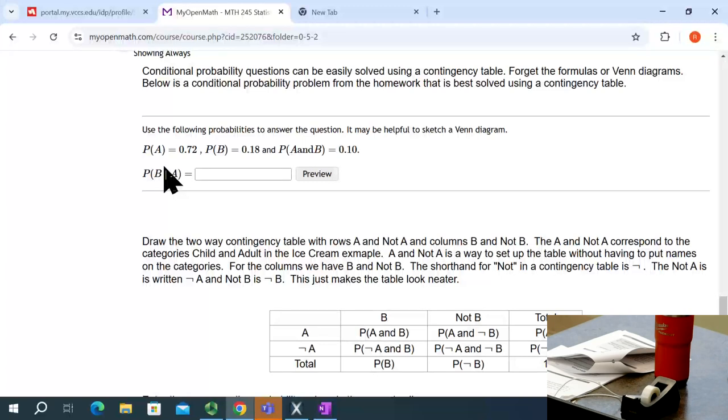And this says it may be helpful to sketch a Venn diagram. Venn diagrams aren't any use. Make a table. Okay? That's probability. And that's as exciting as it gets. I mean, it just goes downhill from here. Unless you're looking at a weather model.